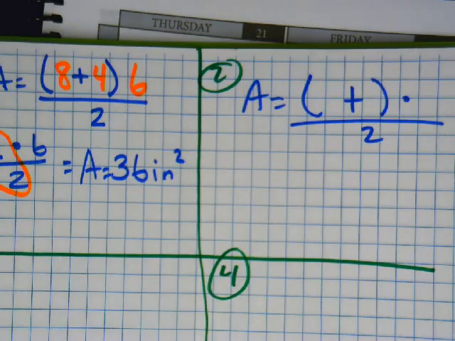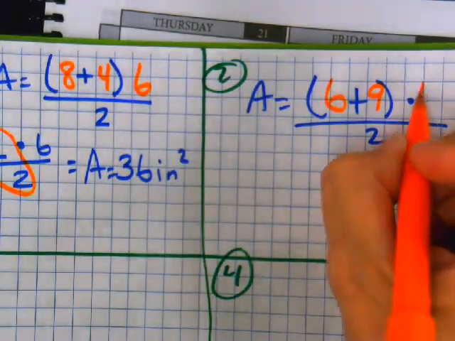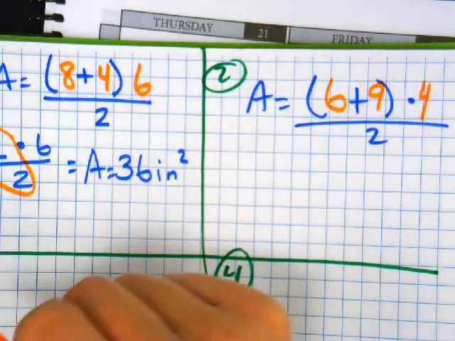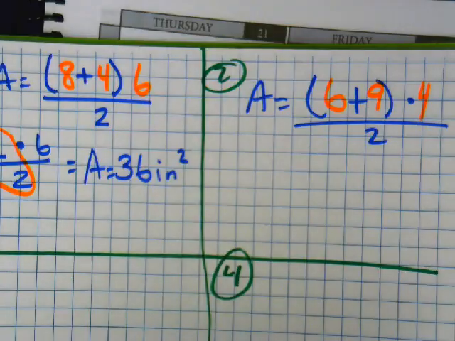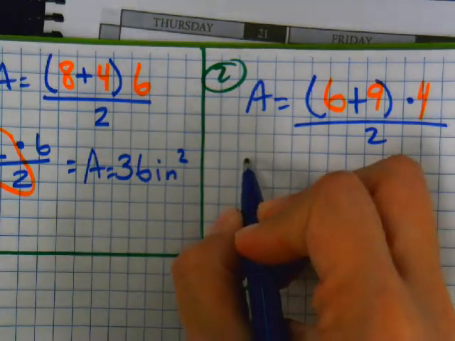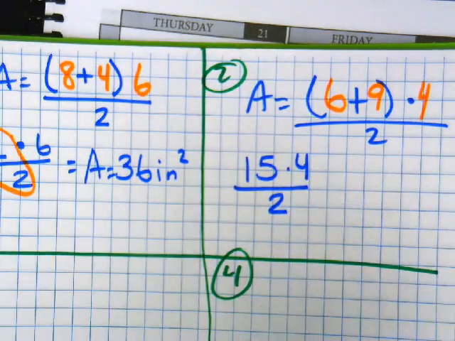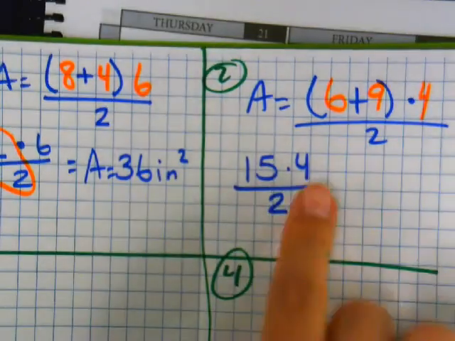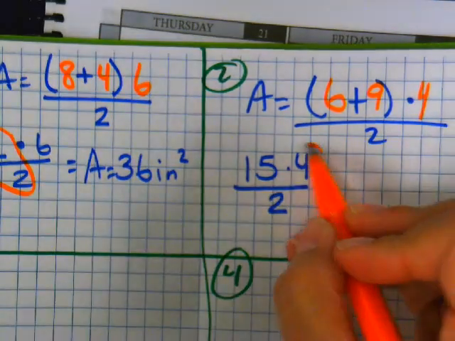All right, number 2. Which two numbers did you write inside? 6 and 9. And what's outside? 4. Okay. So that's your first step. That's just plugging in numbers. All right, what's 6 plus 9? 15. Times 4 divided by 2. Can I take one of these numbers and divide by 2? Yeah, just one of them. Which one? 4. Yep. Circle this.